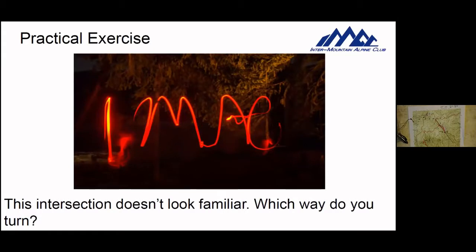Okay, so now that we have all these skills, let's talk about how you're going to avoid calling search and rescue because you got off trail a little bit. Say you are on a trail. This intersection doesn't look familiar. Which way am I supposed to turn?